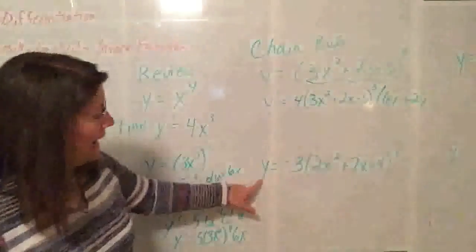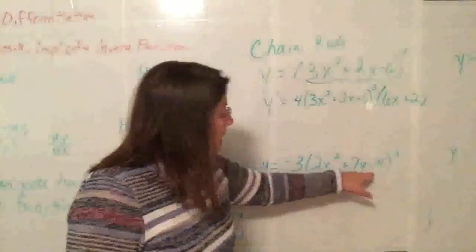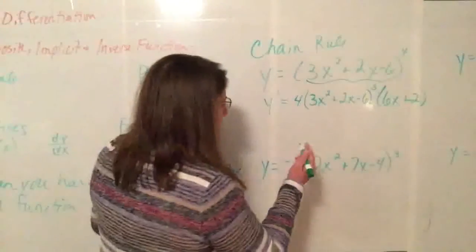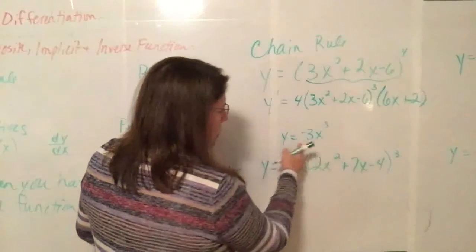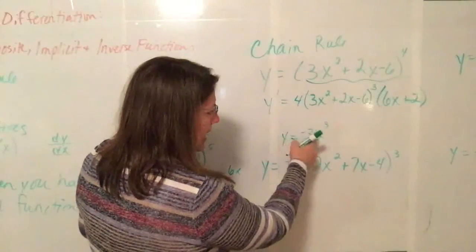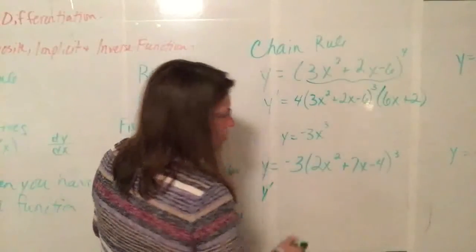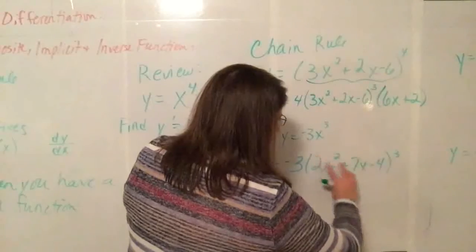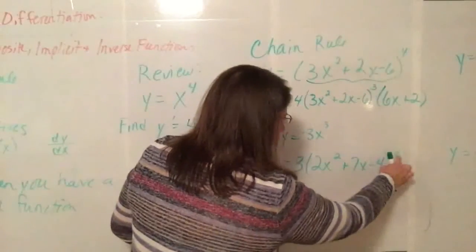Let's do one more here. We've got y equals -3. This time we've got a -3 in front of our x part to the third. So we could imagine that as being y equals -3x to the third. Well, how would I do that? Well, that would be -9x squared. So we're going to do that here, but we're not going to use u substitution. We're just going to treat this part right here like it's our x. So this is our x, so we've got -3x cubed.